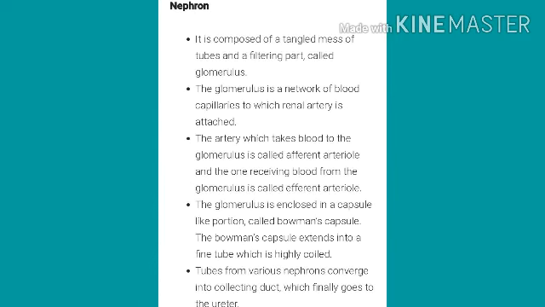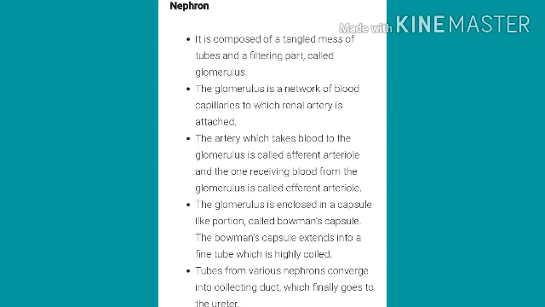अब हम nephron की बात करते हैं। It is composed of a tangled mass of tubes and the filtering part called the glomerulus. And the glomerulus is a network of blood capillaries to which the renal artery is attached. The arterioles which take blood to the glomerulus are called afferent arterioles, and the ones receiving blood from the glomerulus are called efferent arterioles.